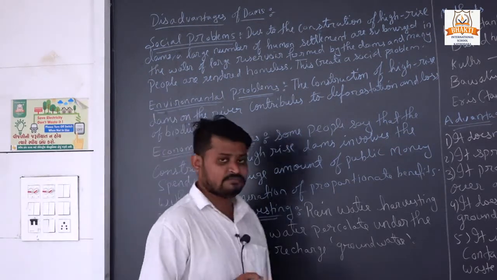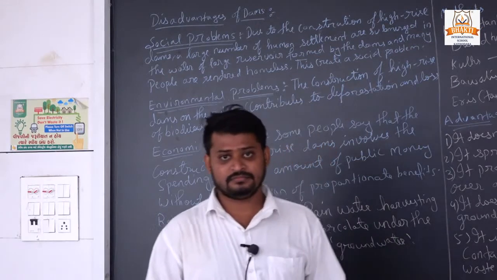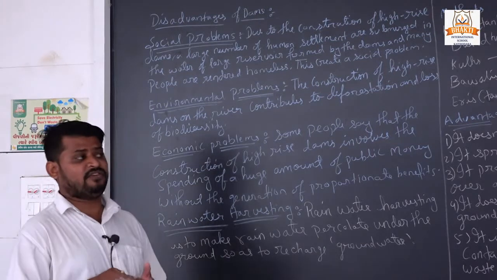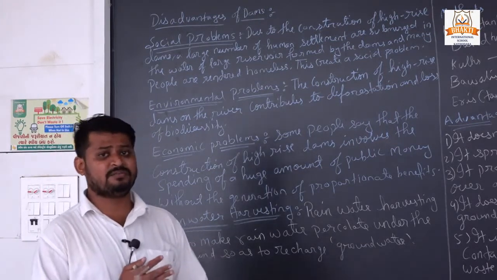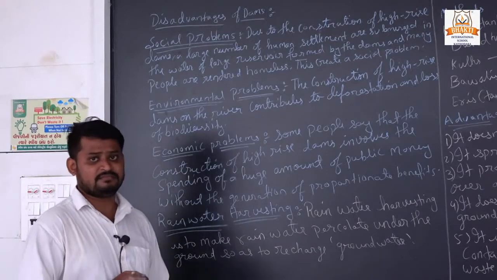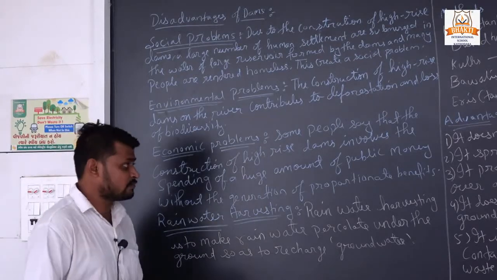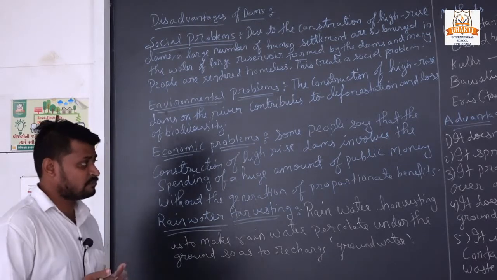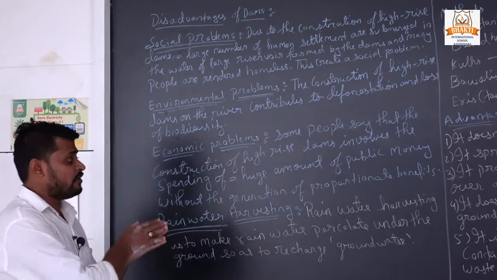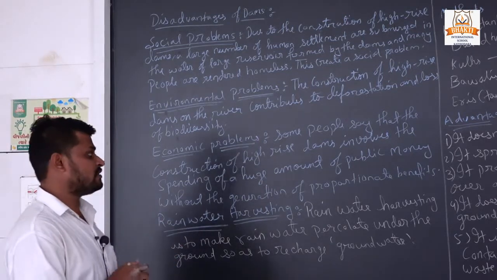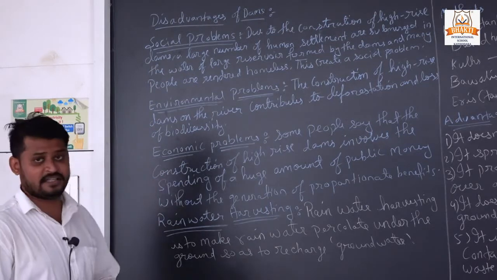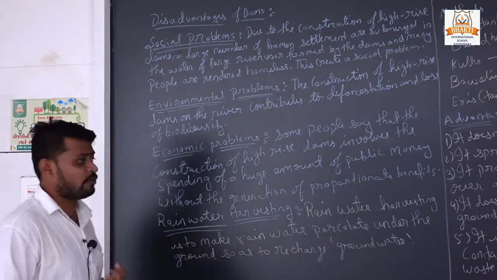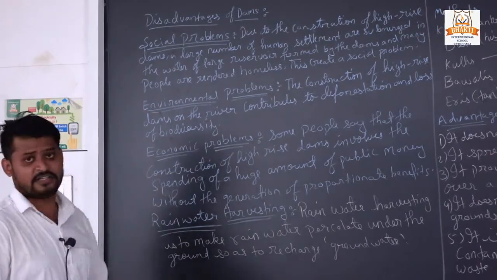Some people are saying we are making a dam for our uses, but it is a waste of money, because after 50 or 60 years we have to break the dam and make another dam. So the construction cost is very high, so a waste of public money will occur. That's why some people are saying it is an economic threat. So this is an economic problem. So these are the three disadvantages of dams.